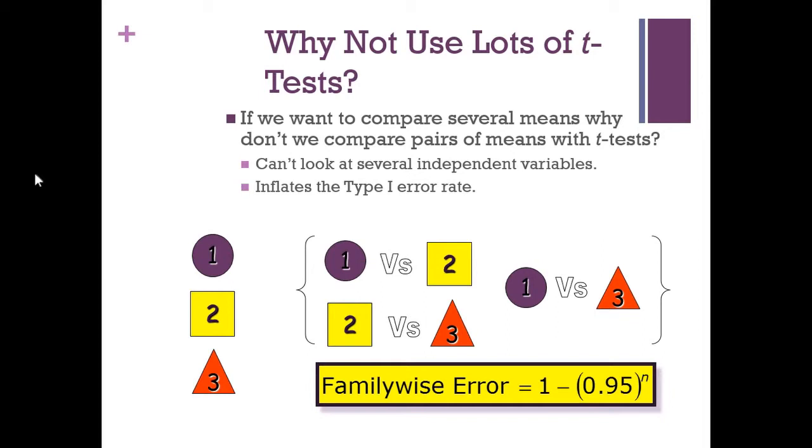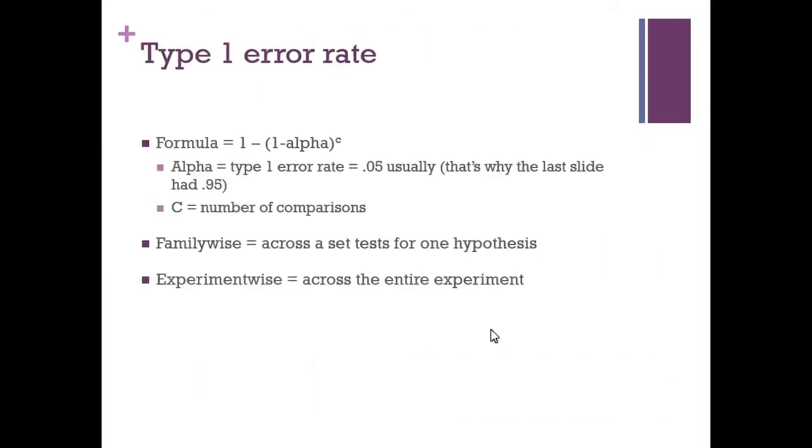Experiment-wise is all of the hypotheses at once. If you have 1 test, they're the same thing. But this formula here is definitely on the homework that I haven't made yet. It is how to calculate error rates. It's 1 minus alpha, or 0.95, to the n. Most people talk about it as to the c, the number of comparisons.